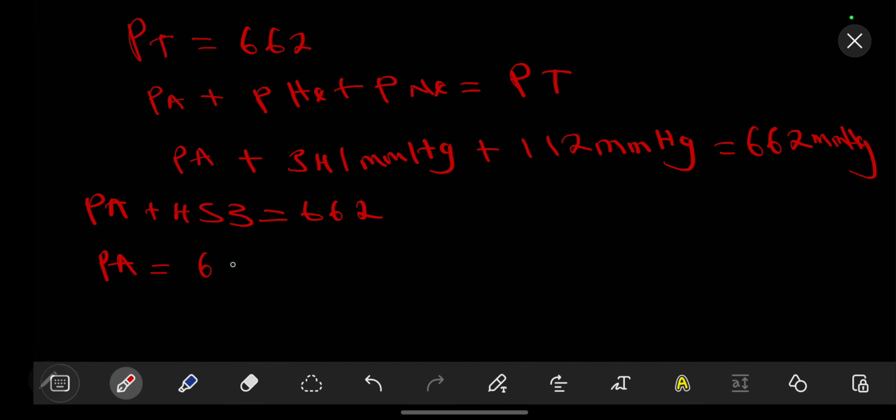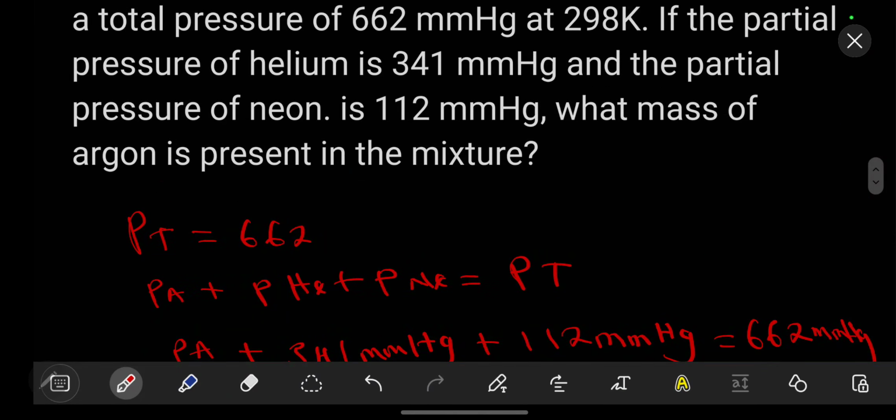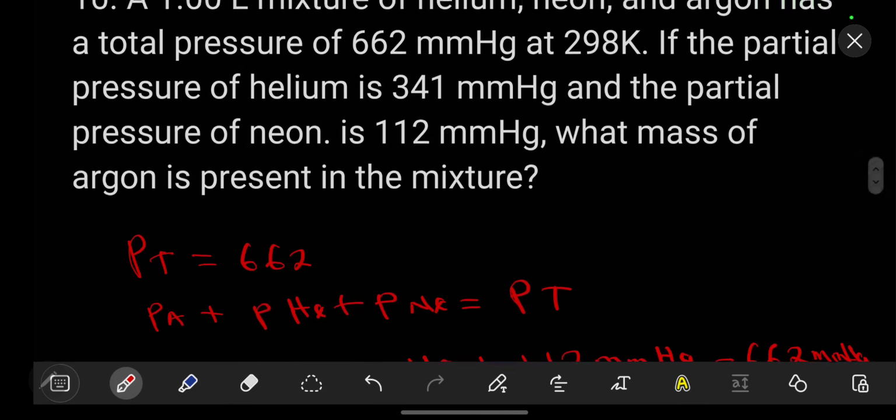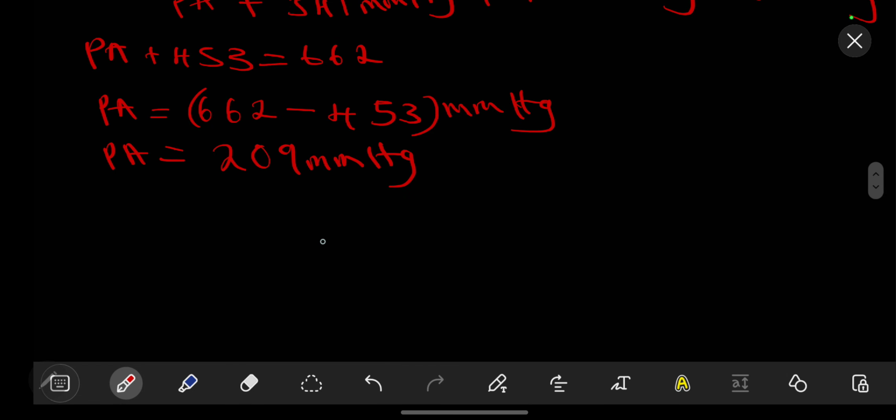So when we subtract, the pressure of argon should be equal to 662 minus 483. When we subtract these, which are both in millimeters of Hg, we are going to get a value of 209 millimeters of Hg. Now that we have found our partial pressure of argon, we need to find the mass of argon. So let's just find the number of moles first.